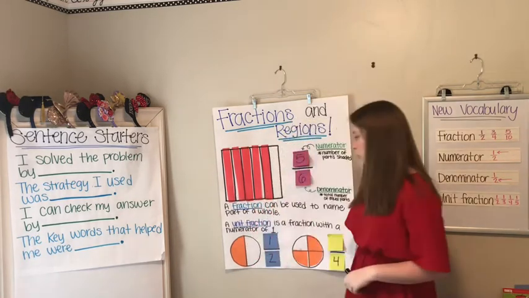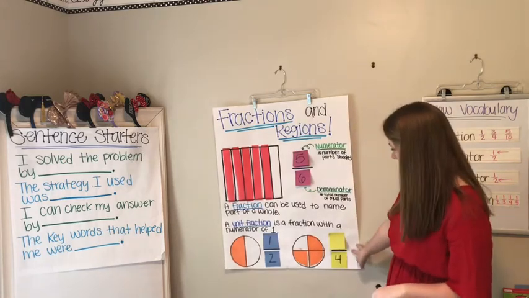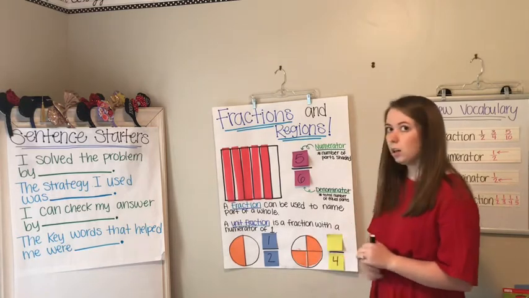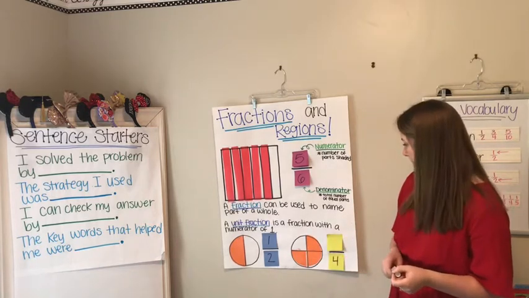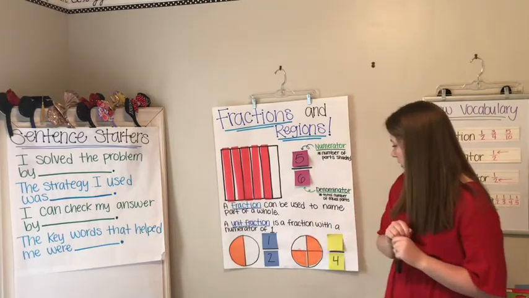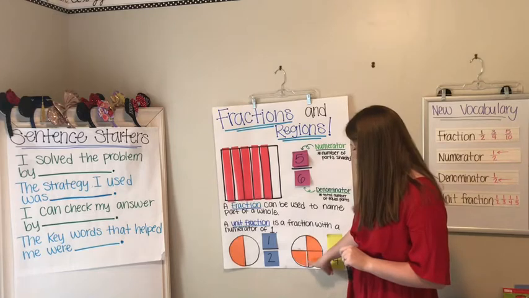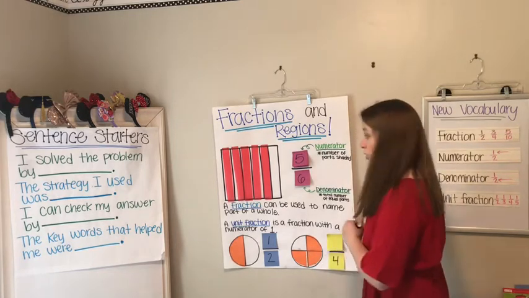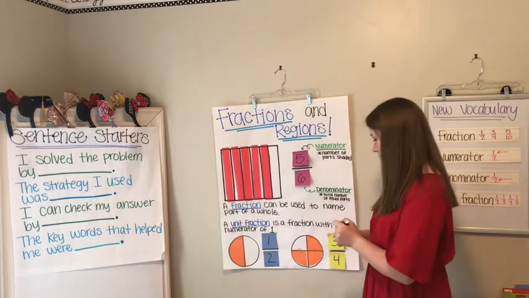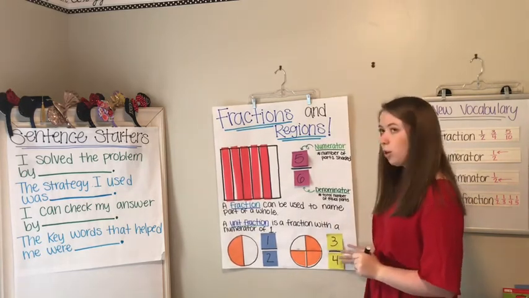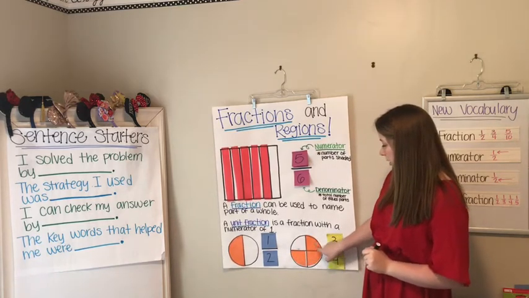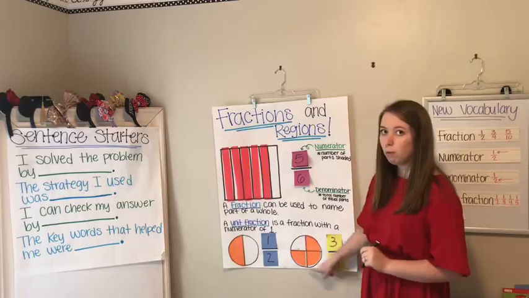Whoa, okay, so that looks a lot different. So how many pieces of this circle are shaded in? Okay, I see one that's not. So then I have 1, 2, and 3. So my numerator is going to be 3, making the fraction 3/4, because we're looking at 3 parts that are filled in out of a total of 4.